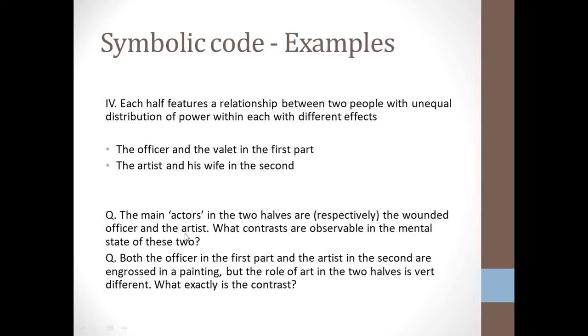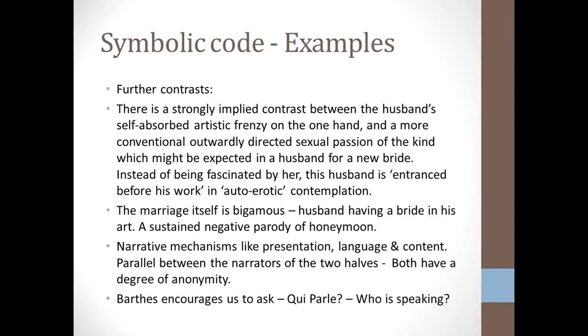So, I also asked a question as to the main actors in the 2 halves, the wounded officer and the artist. What contrasts are observable in the mental state of these two, right? And also, both the officer in the first part and the artist in the second are engrossed in a painting, but the role of art in the 2 halves is very different. What exactly is the contrast? We questioned what the contrast could possibly be in the role of art in the 2 halves.